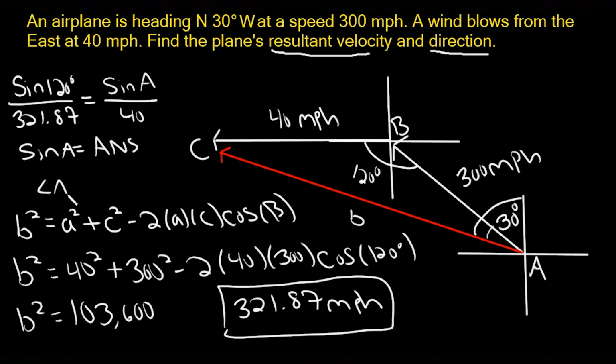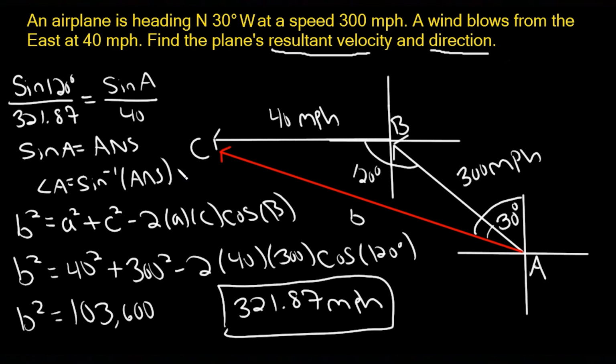So angle A is going to be equal to inverse sine of my answer. So I'm going to do inverse sine, and then I want to look for that ANS button. You should have that on your calculator. That grabs the previous answer, right? And so when you take inverse sine of that, you get angle A is equal to 6.18. So 6.18 degrees.